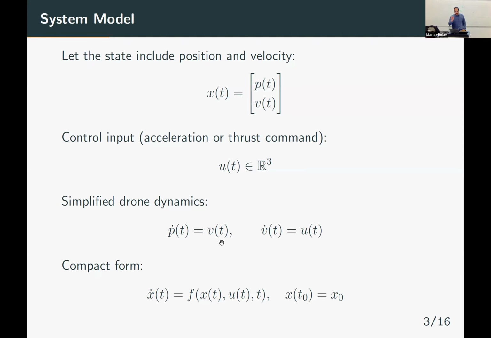At each of the 3 motors, you have P dot is equal to V, V dot is equal to U. So you can put them all in one vector: P1 dot, P2 dot, P3 dot is equal to V1, V2, V3, and V1 dot is equal to U1, V2 dot is equal to U2, and V3 dot is equal to U3. We can then put them in a compact form: X dot is equal to F, a function of X, U, and T.